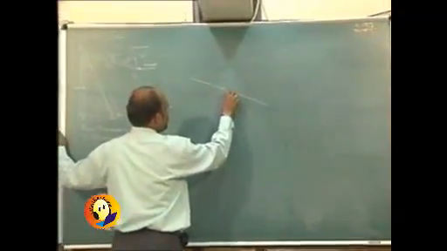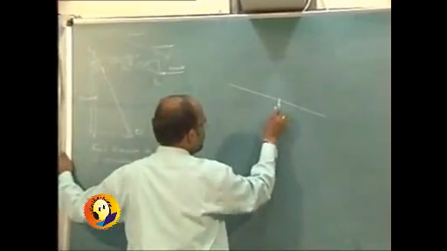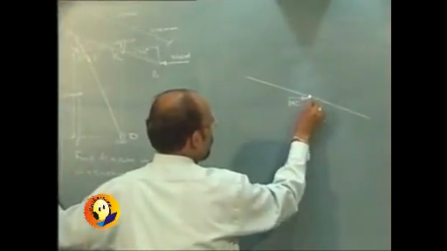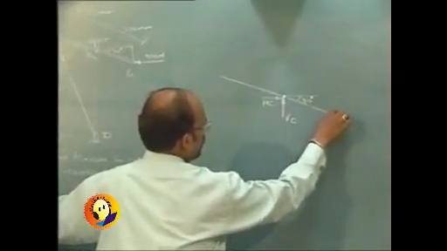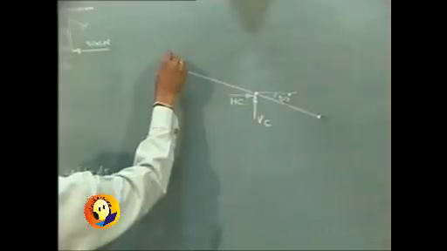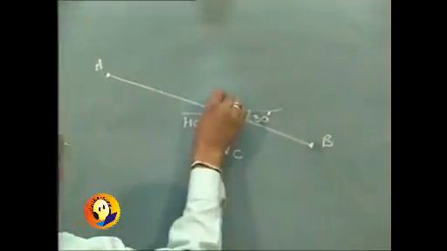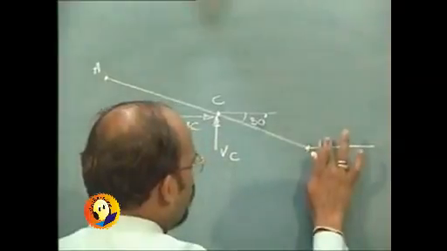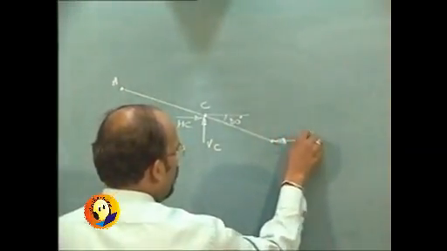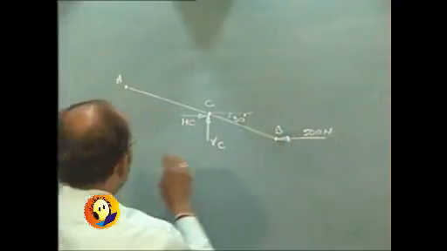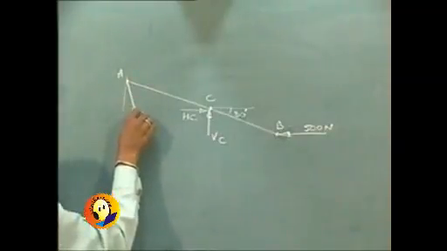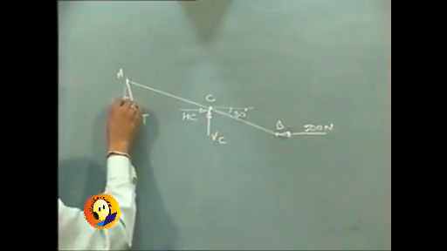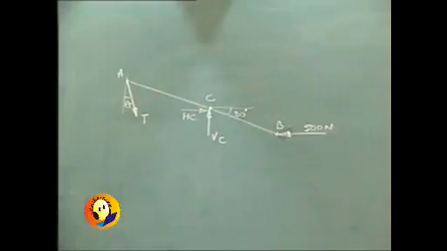At C there could be a vertical reaction VC and a horizontal reaction HC. Beam is making 30 degrees. Distances are also known to us. It is A, B, C. At B there is a horizontal force of 500 newtons. This is point B. And at A we have tension T acting in the downward direction, making angle theta. And this system is given to us in equilibrium.